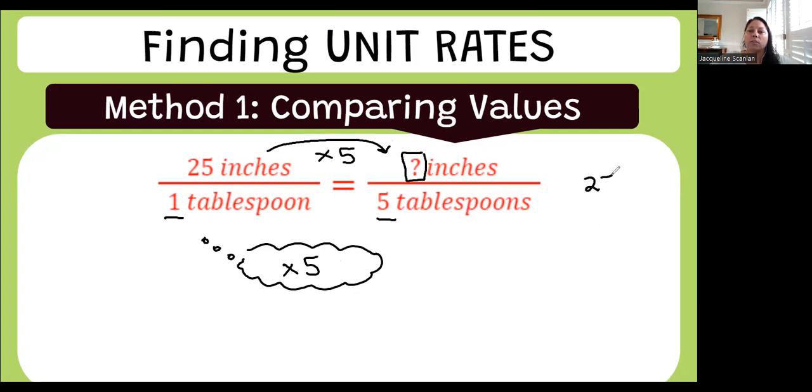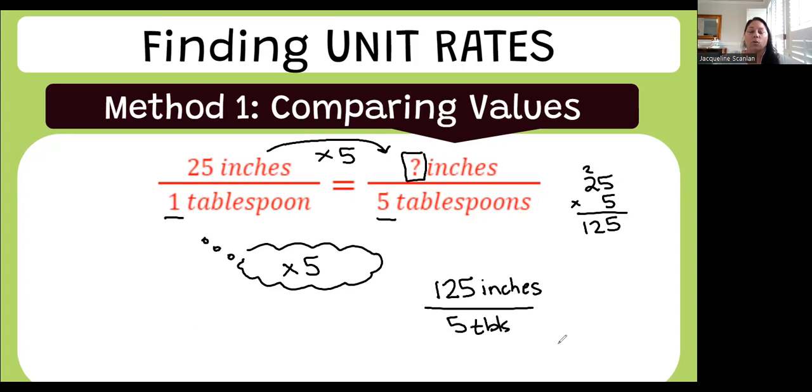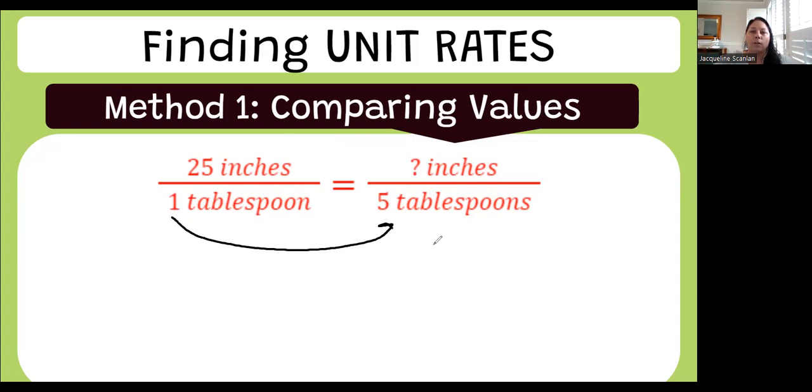So I would pull that off to the side, or maybe go over to Desmos, and find out what 25 times 5 is. And it is 125. So what does that tell me? That tells me that if I have traveled 125 inches, I must have had 5 tablespoons of sugar water in order to go that distance. That is one method that you can use. That's called comparing the values, trying to figure out how I got from one number to the other. We times it by 5, and whatever you do to the bottom, you do to the top.